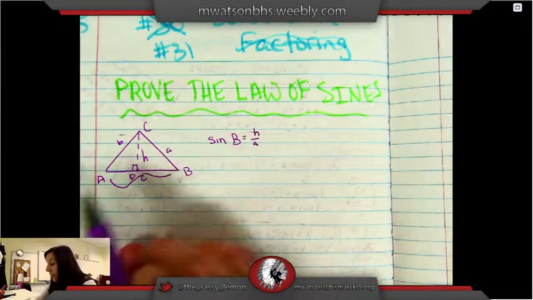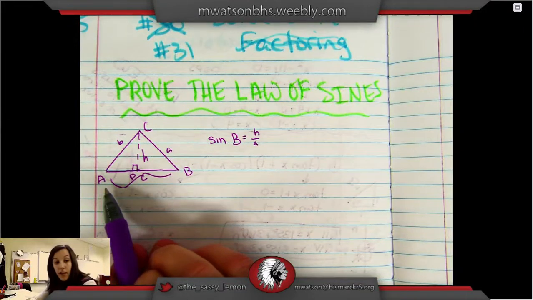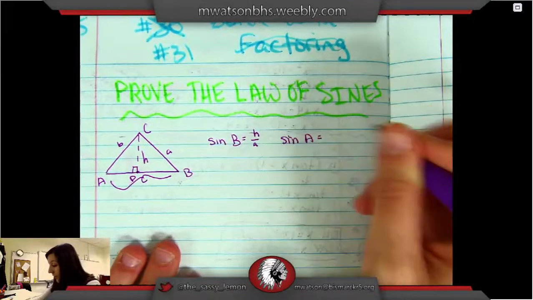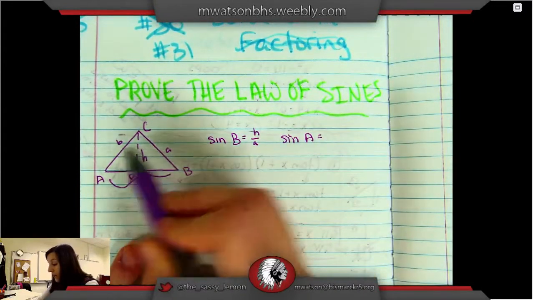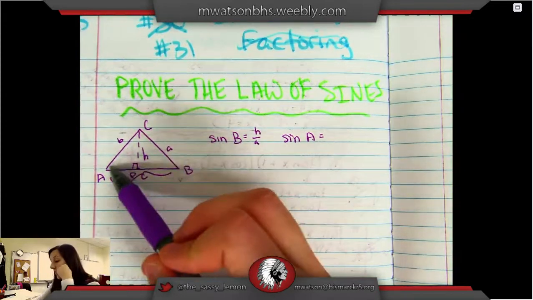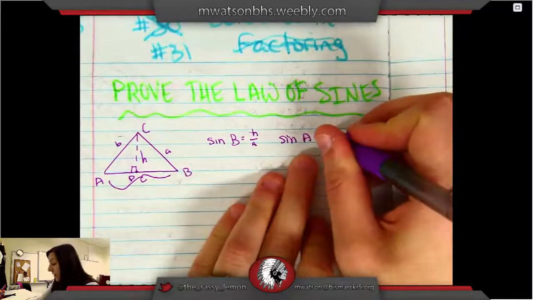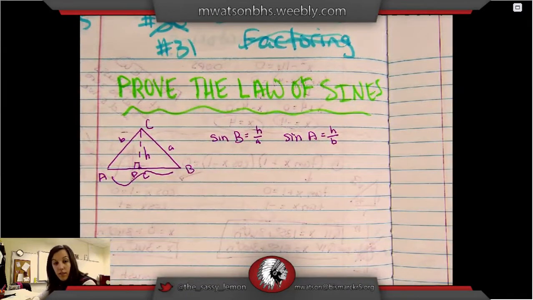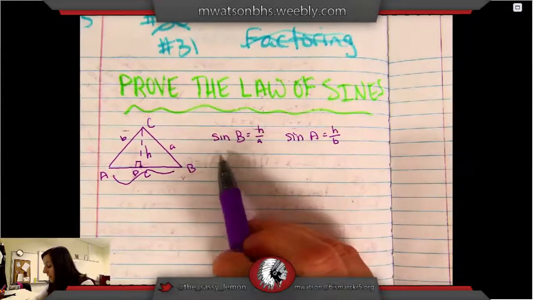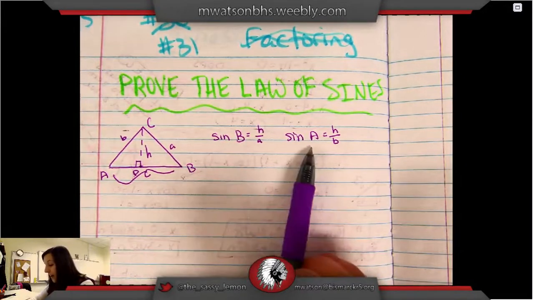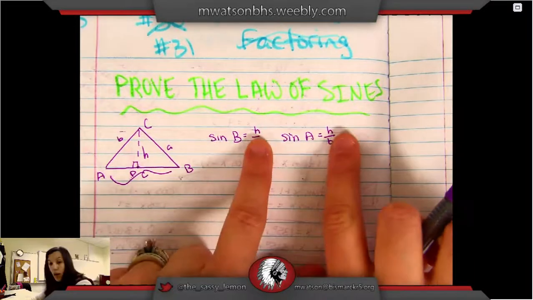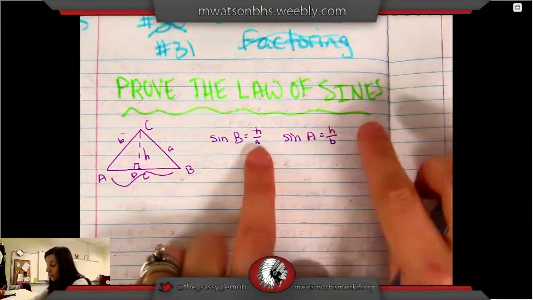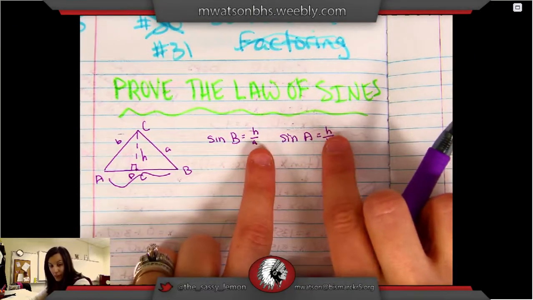Now I'm going to ask, what's sine of A? Again, you've got opposite over hypotenuse, and since this creates a right triangle, B is going to be our hypotenuse, so we have H over B. Now the reason why I did this was because, first of all, it's the law of sines, but also now we're going to have a common variable. With this proof, we have all this alphabet soup, but both of these equations have an H in them.